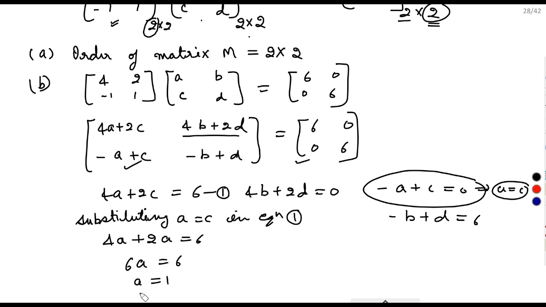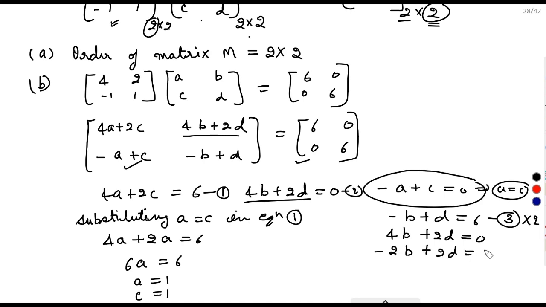Value of A is 1. It means value of C is 1. Now solve these two equations. For this, we are multiplying equation 3 by 2 and now subtracting. Value of B is minus 2.